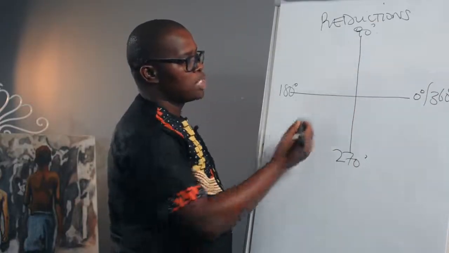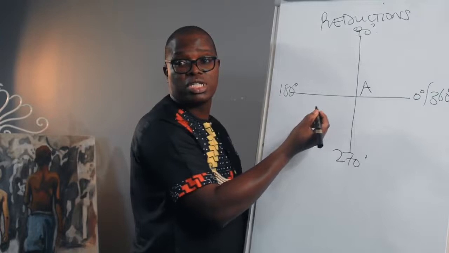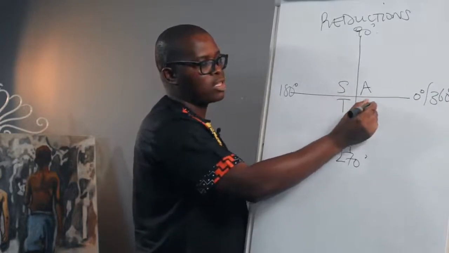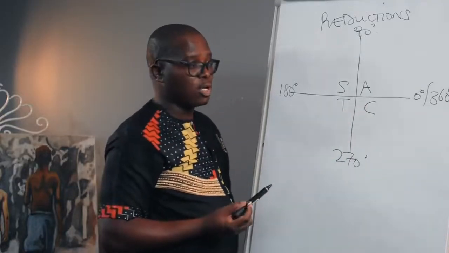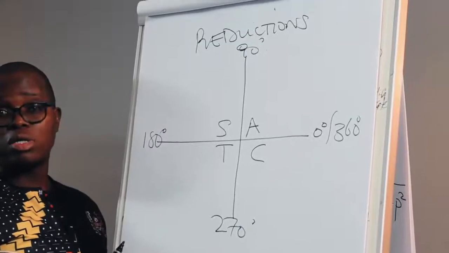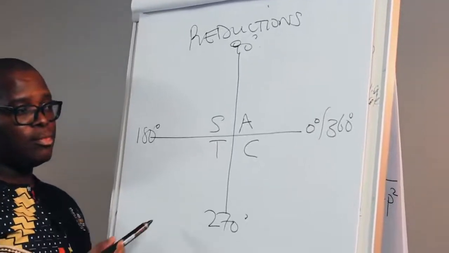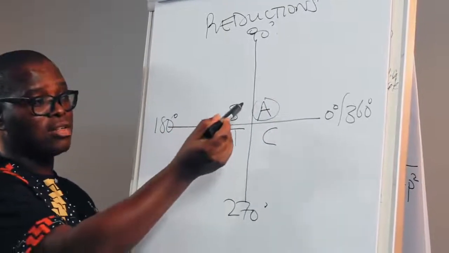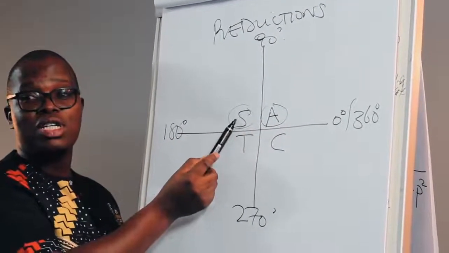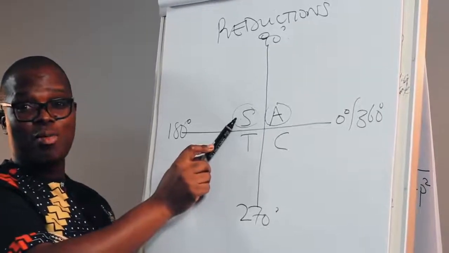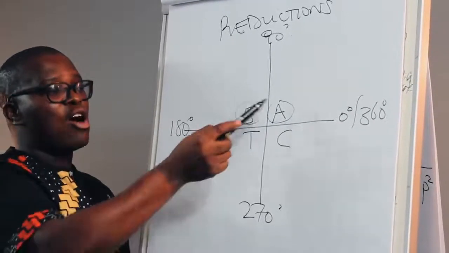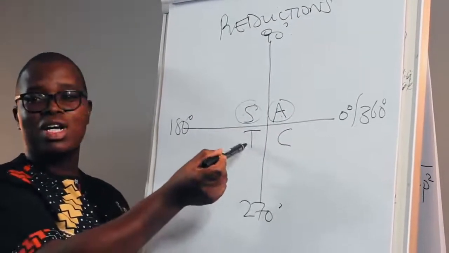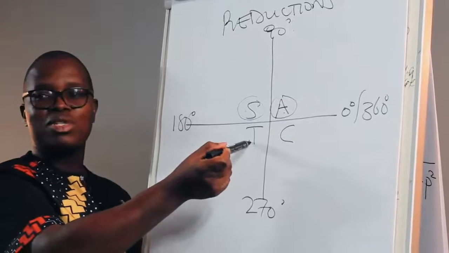Here we say on the first quadrant, all trig ratios are positive. Second, sine. Third, tan. Fourth, cos. You know this song, my child. You cannot forget it, even in the exam you sing it softly. First quadrant, all trig ratios positive. Second quadrant, only sine is positive. Third quadrant, only tan is positive.